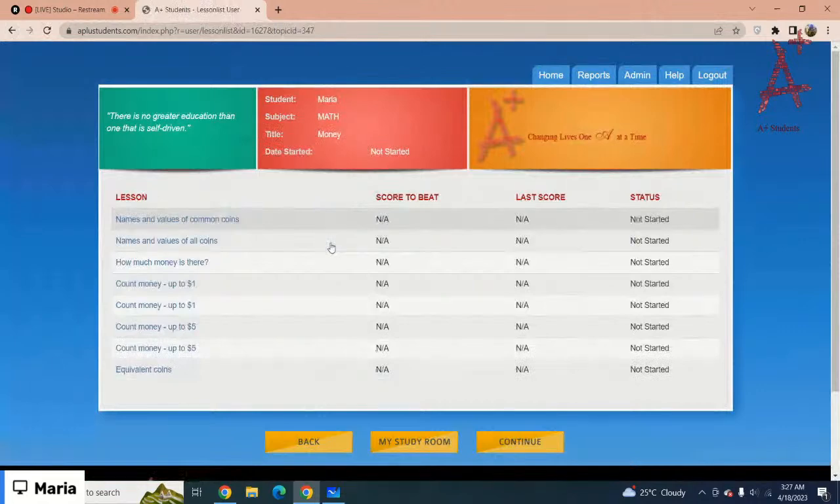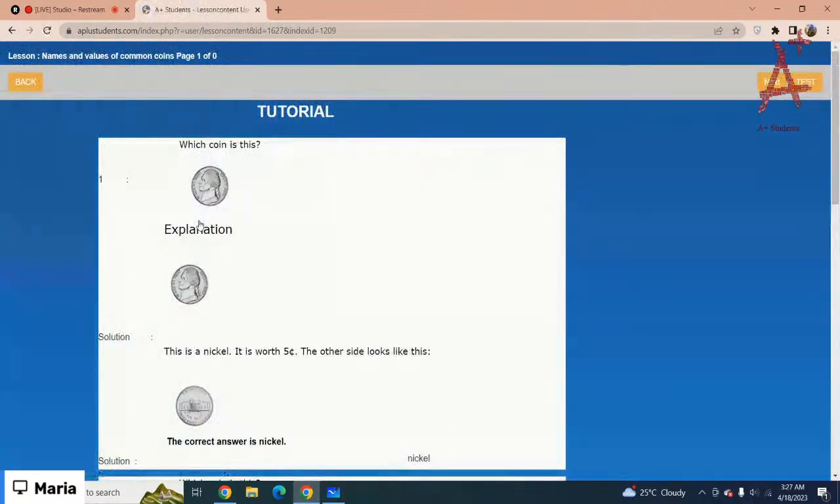Okay, let's just start with the first lesson, that is names and values of common coins. So here you are given with the coins. You just have to understand what coin is this and what is the worth of the coins. Got it? So you can see this coin. Here is the coin front side and here is the coin back side. Got it?